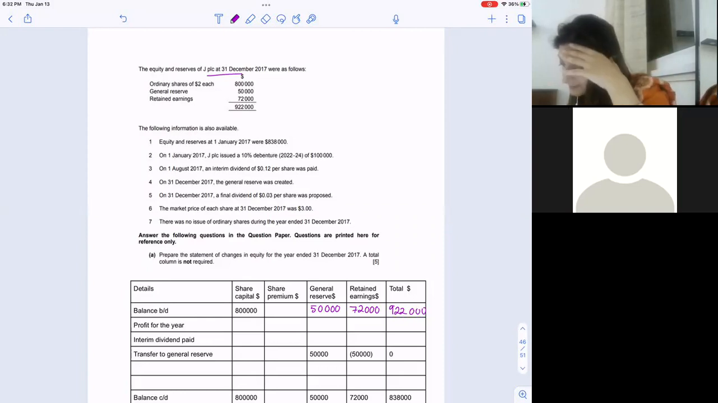It is closing 31st December 2017. That's what I'm getting confused in. See the thing, the equity and reserves of JPLC at 31st December 2017 were as follows. These are the closing balances, not opening balances. Oh, this is the closing balances.